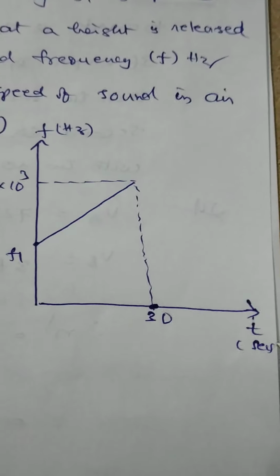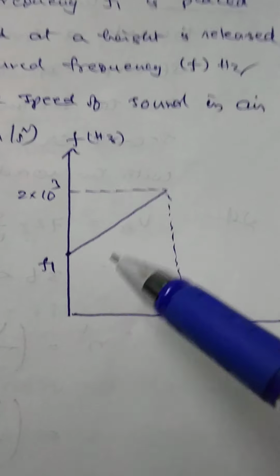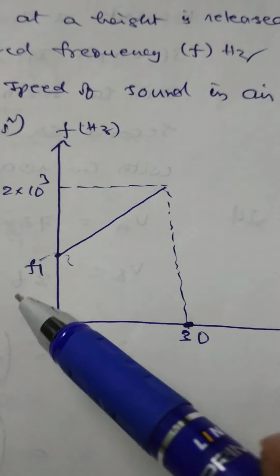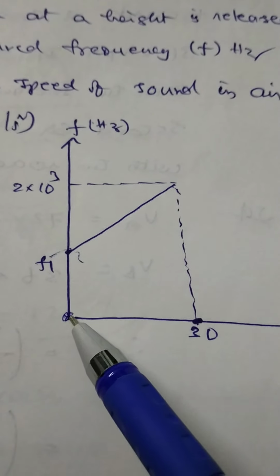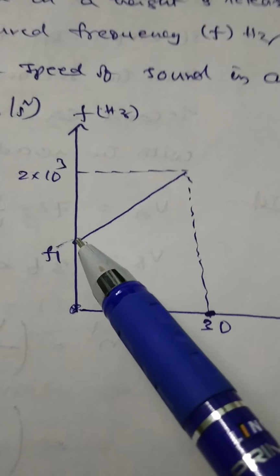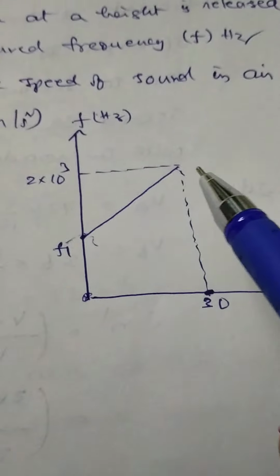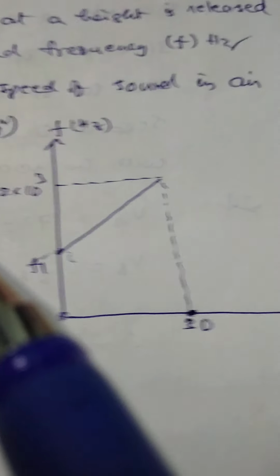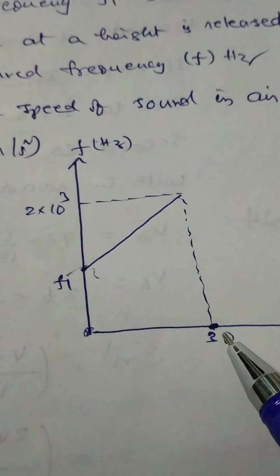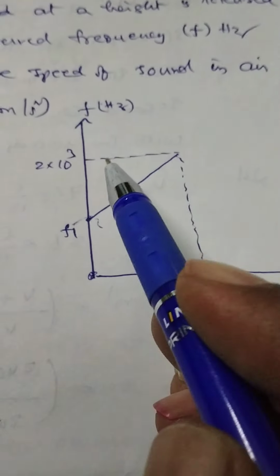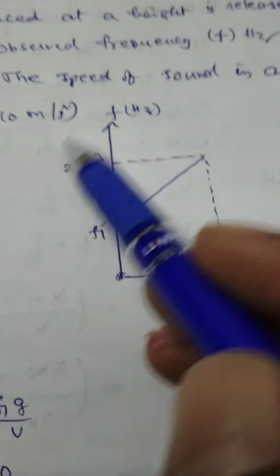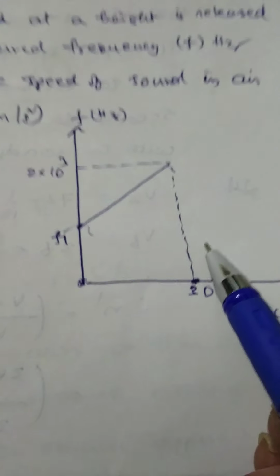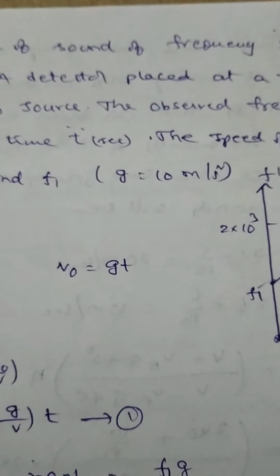The graph between F and t, apparent frequency and time, may be plotted like this. It starts at F1, and at t equal to 0, the observer hears the actual frequency of the sound, which is equal to F1. So at time 30 seconds, the frequency observed by the person is equal to 2 into 10 cube. From this diagram, find the value of F1.